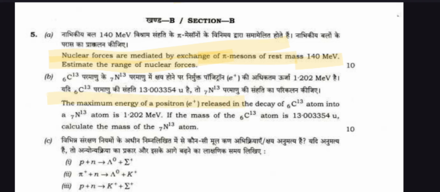The maximum energy of a positron (E+) released in the decay of a carbon-13 (6C13) atom into a nitrogen-13 (7N13) atom is 1.202 MeV. If the mass of the carbon-13 atom is 13.003354 u, calculate the mass of the nitrogen-13 atom.